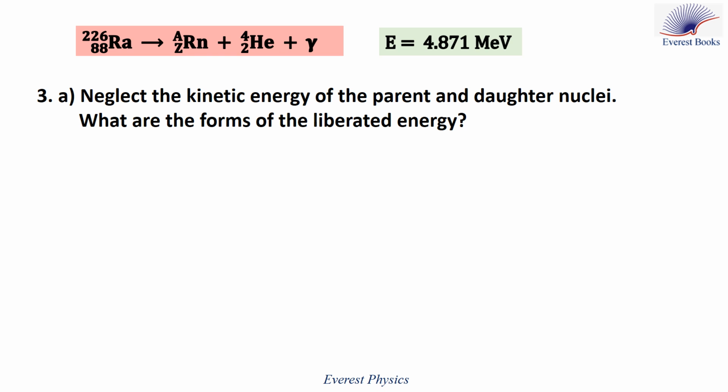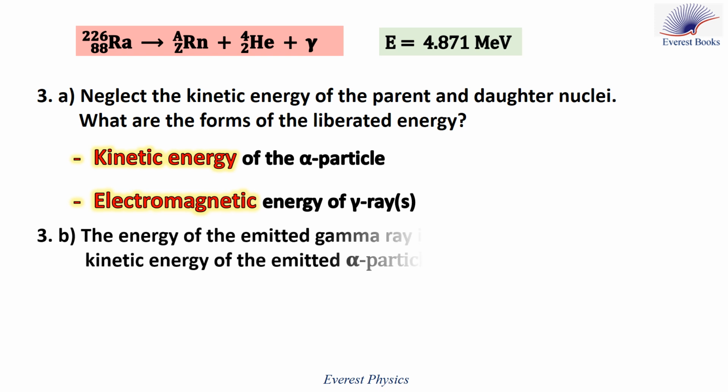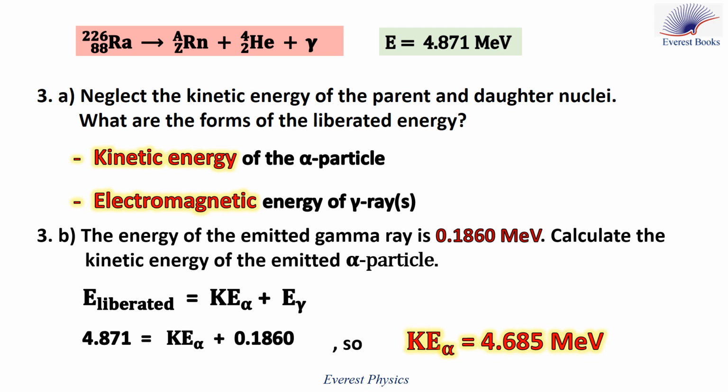Neglect the kinetic energy of the parent and daughter nuclei. What are the forms of the liberated energy? Since we have alpha and gamma emissions, the forms of the liberated energy are kinetic energy of the alpha particle and electromagnetic energy of gamma rays. The energy of the emitted gamma ray is 0.186 mega electron volts. Calculate the kinetic energy of the emitted alpha particle. Using this relation and by replacing each term with its value, we obtain the kinetic energy of the alpha particle.